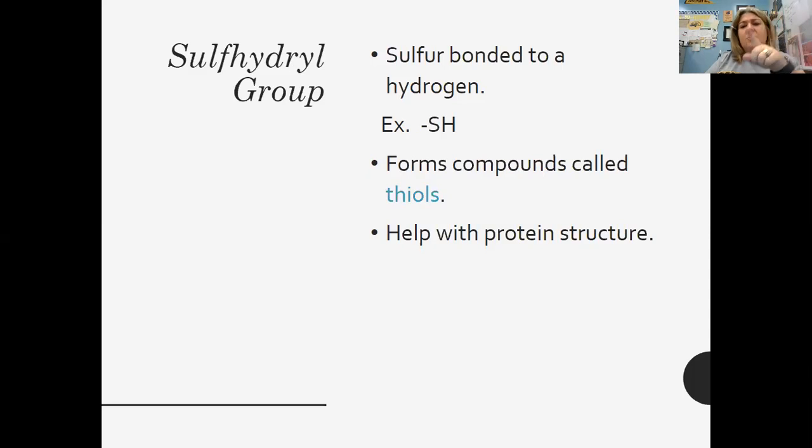We see sulfhydryls with protein structure. When we get to the protein lecture, you'll see that proteins are very complex molecules, and sulfhydryls hold those molecules into that complex structure so that they can behave the way that they need to, because proteins are very, very, very dependent on their structure.